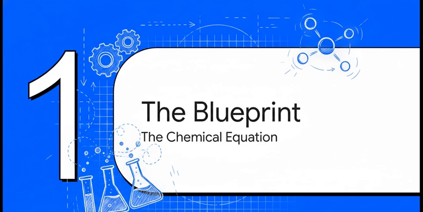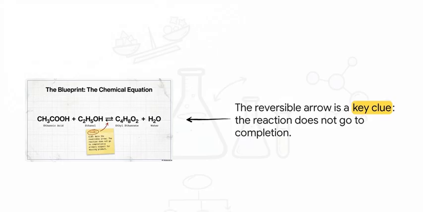To find out, we have to start with our first piece of evidence, the blueprint for the whole operation, the chemical equation itself. Here it is. On the left, our starting materials, ethanoic acid and ethanol. On the right, what we hope to get, our ethyl ethanoate, plus a little water.